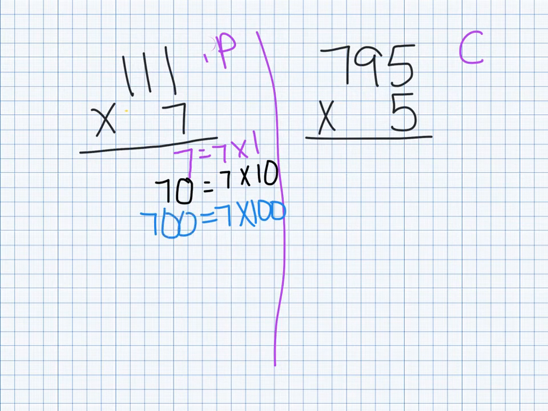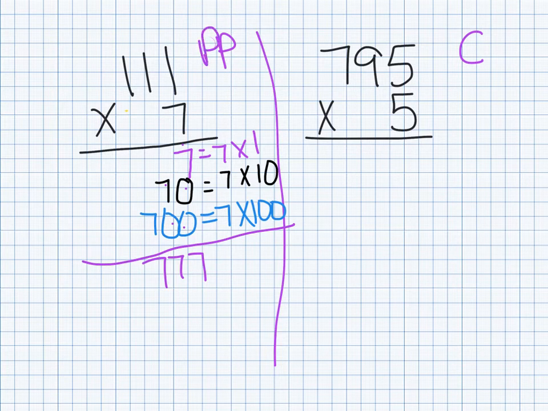So now I get to add them all together. And I say 7 plus 0 plus 0 is 7. 7 plus 0 is 7. And 7 plus nothing is 7. So there's my partial product method.